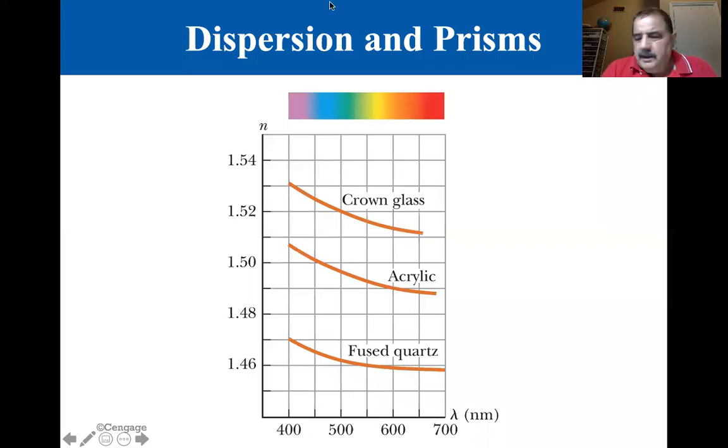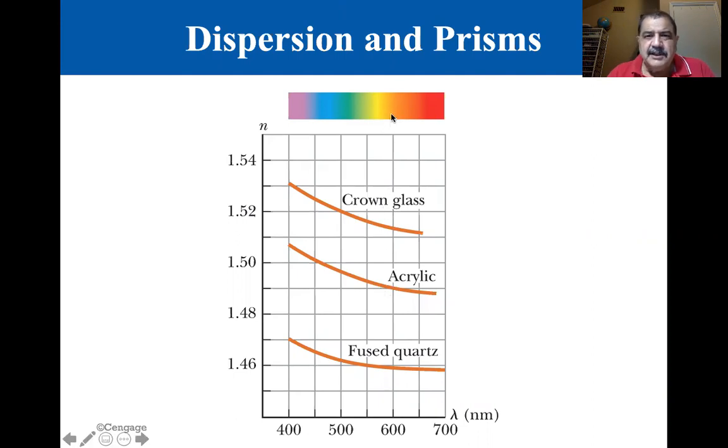All right, we're at 22.4 dispersion and prisms. I'm also going to include 22.5 on the rainbow because it really is related to dispersion. We're looking here. If you recall, 589, you can see 600, 589 would be right here.